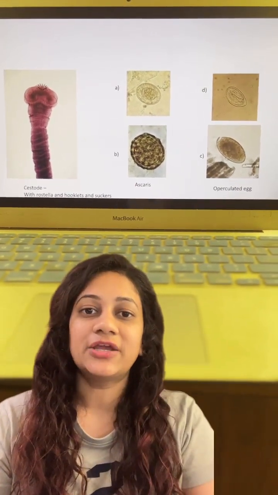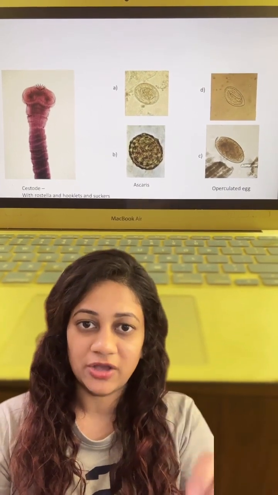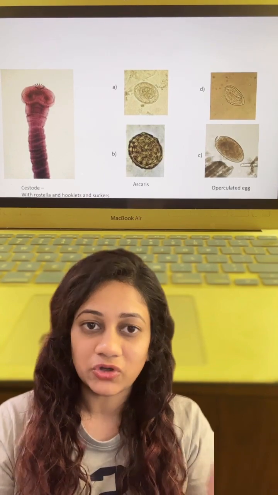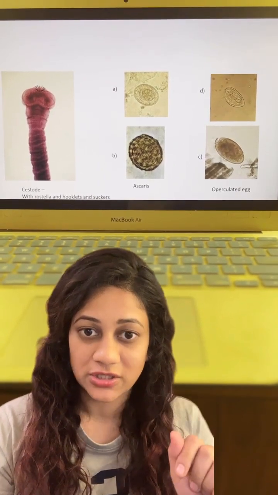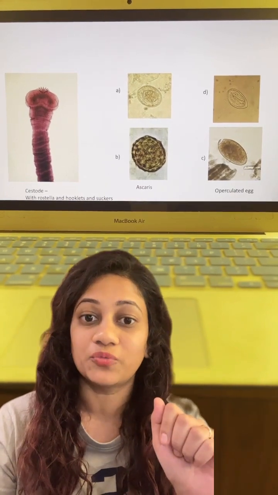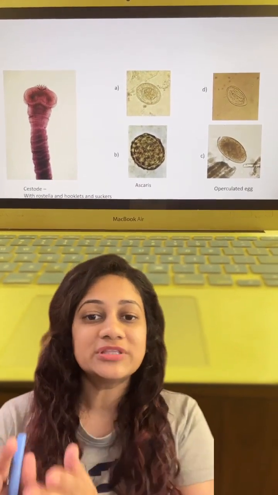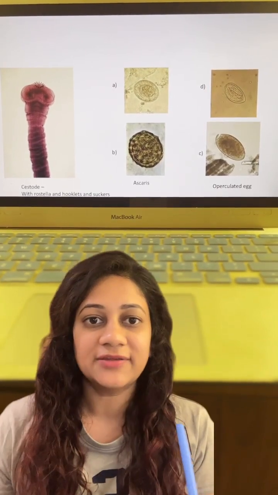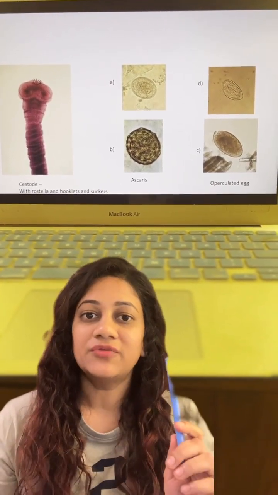Now the right hand side options: A is H. nana egg, B is a fertilized egg of Ascaris, C is D. latum because of the operculated structure you can see at the top of the egg, and option D right up there is Enterobius vermicularis. Now when you know these criteria, we have ruled out option B Ascaris and option D. Then we are left with H.